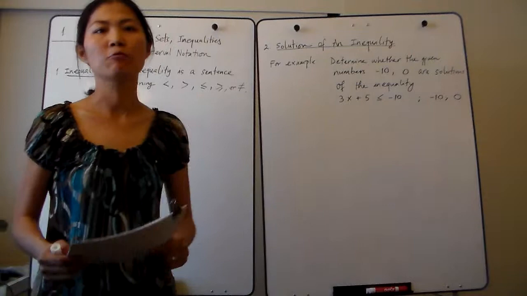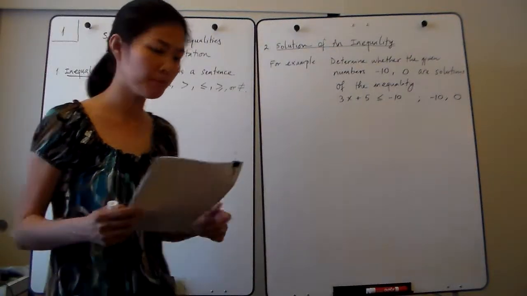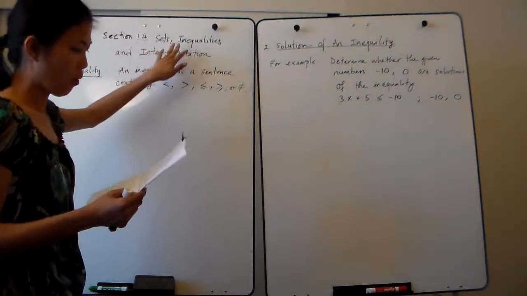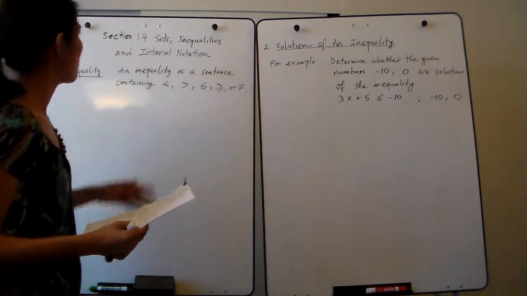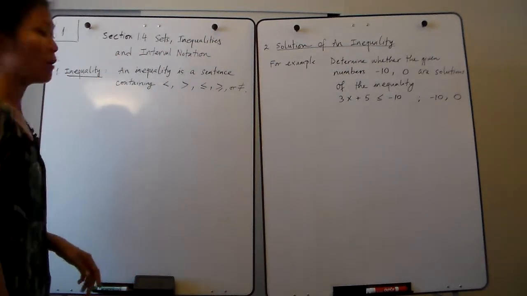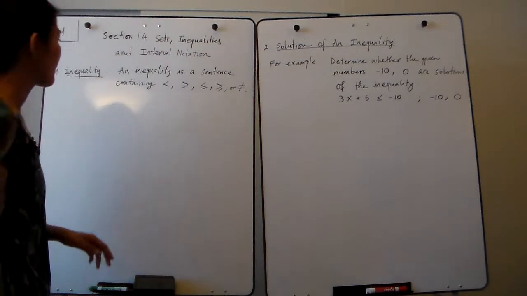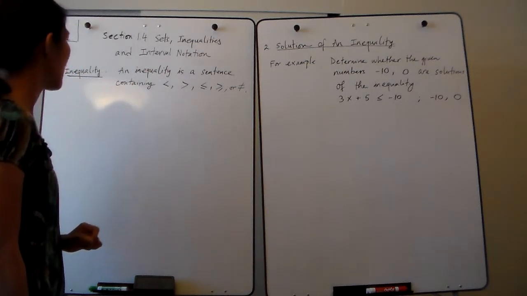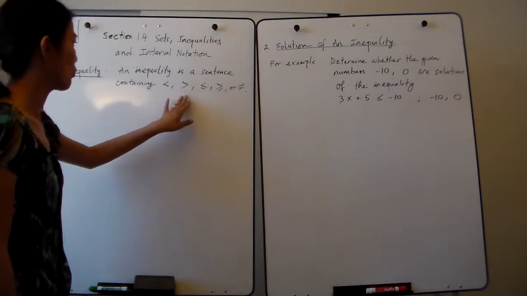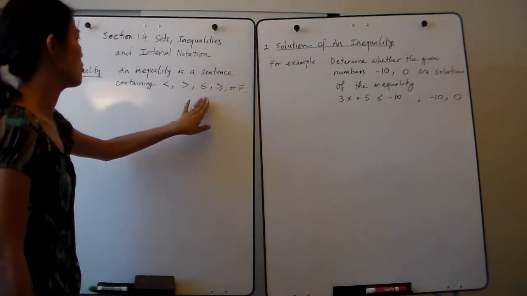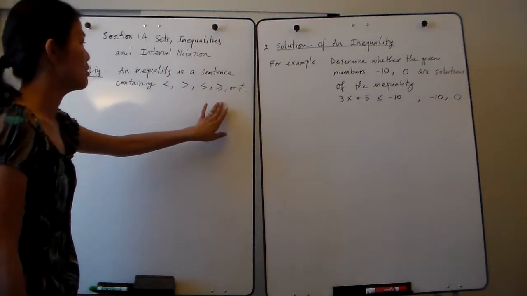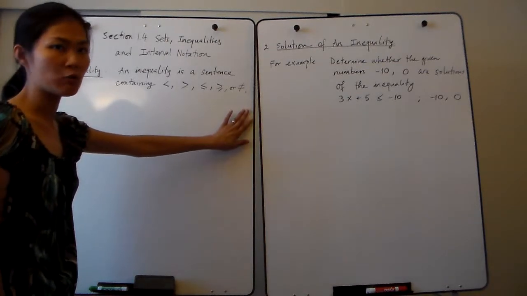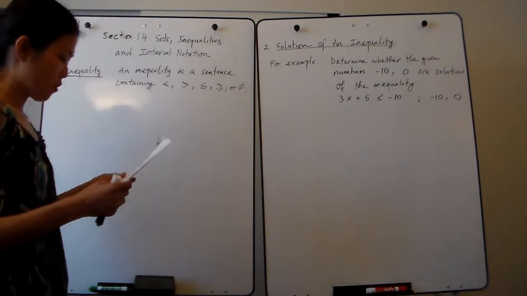Hello class, today we'll talk about section 1.4, sets, inequalities, and interval notation. Alright, I'll start with the inequality. An inequality is a sentence containing less than, greater than, less than or equal to, greater than or equal to, or not equal to. Okay, so here's the example.